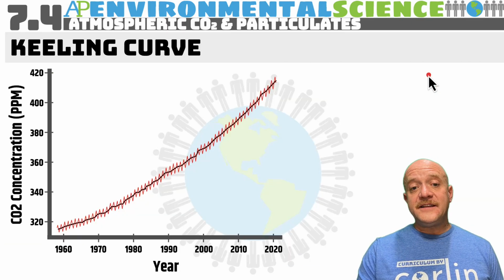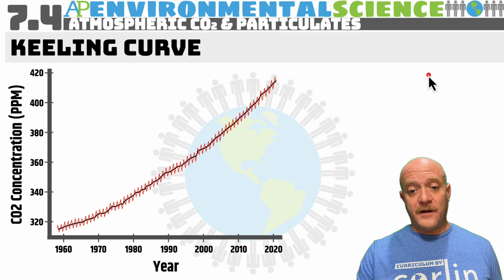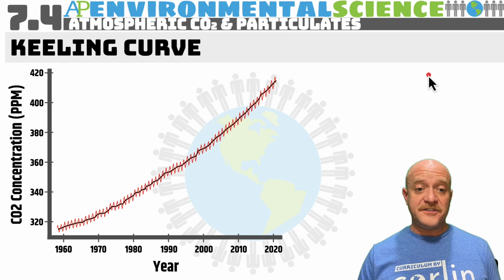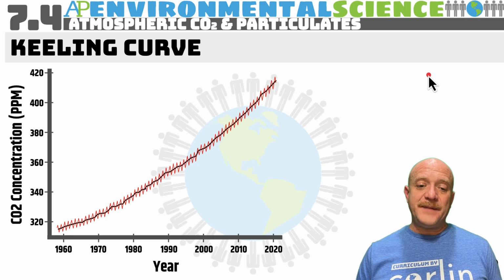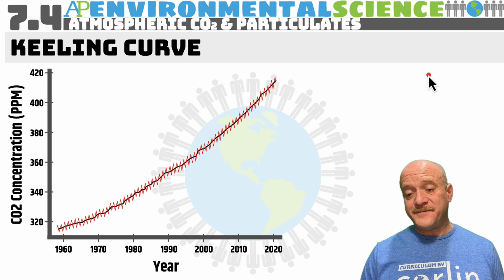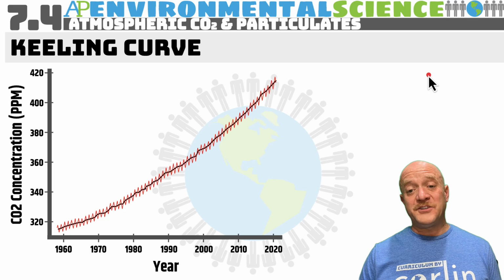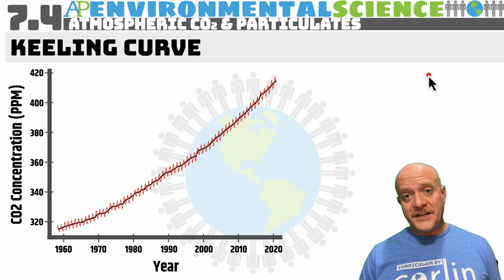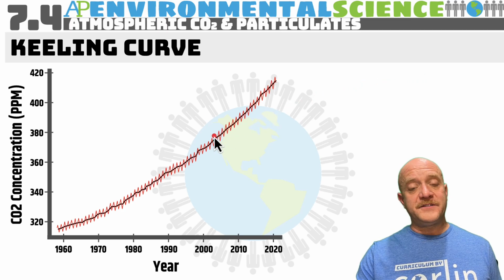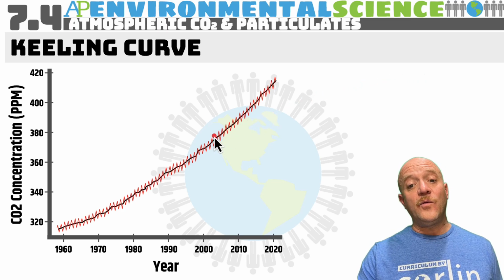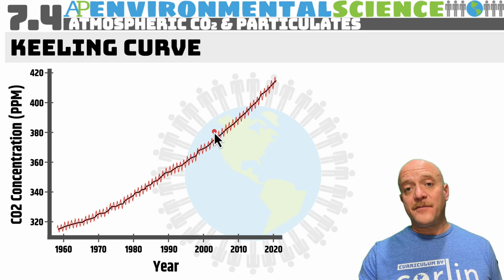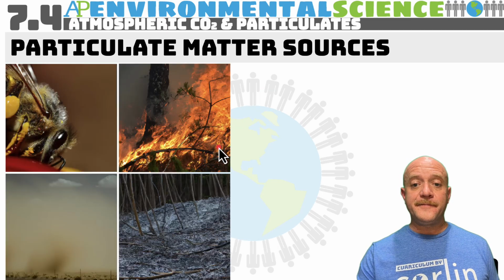Now, you have seen this Keeling curve before, and this is a measure of atmospheric carbon dioxide concentration. It has been taken over the past 60 years, and it has shown a gradual increase. And remember that there is a seasonal fluctuation. You're going to have higher amounts of carbon dioxide in the winter and lower amounts in the summer, because in the summer the plants are absorbing the carbon dioxide.